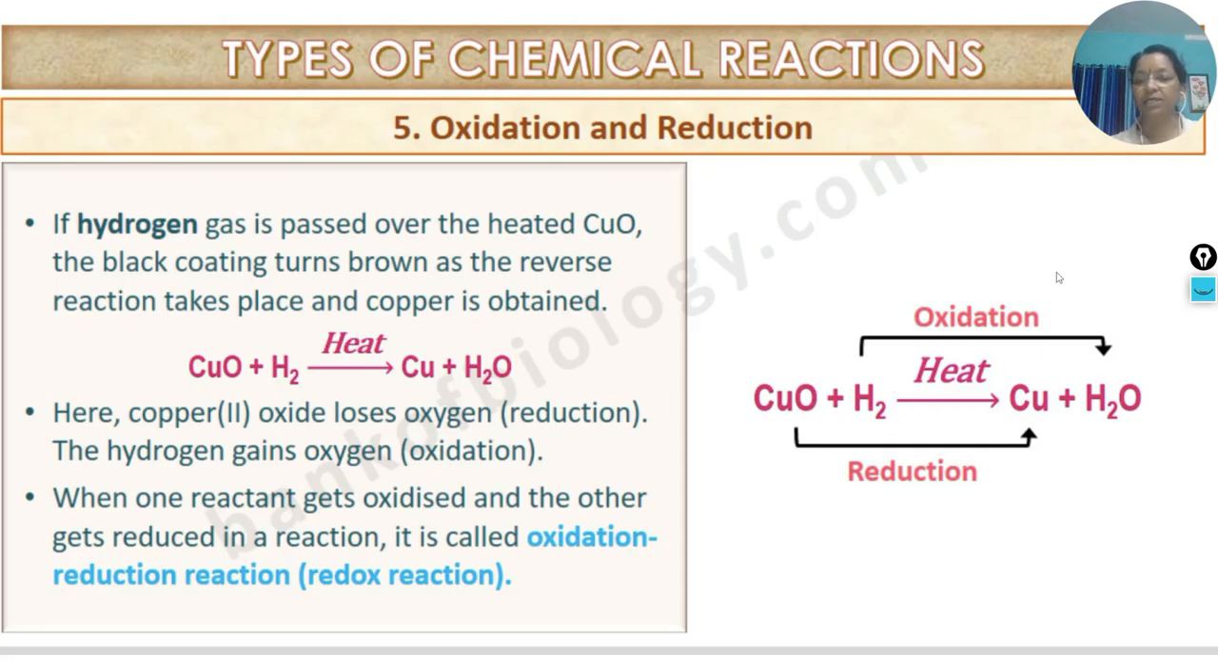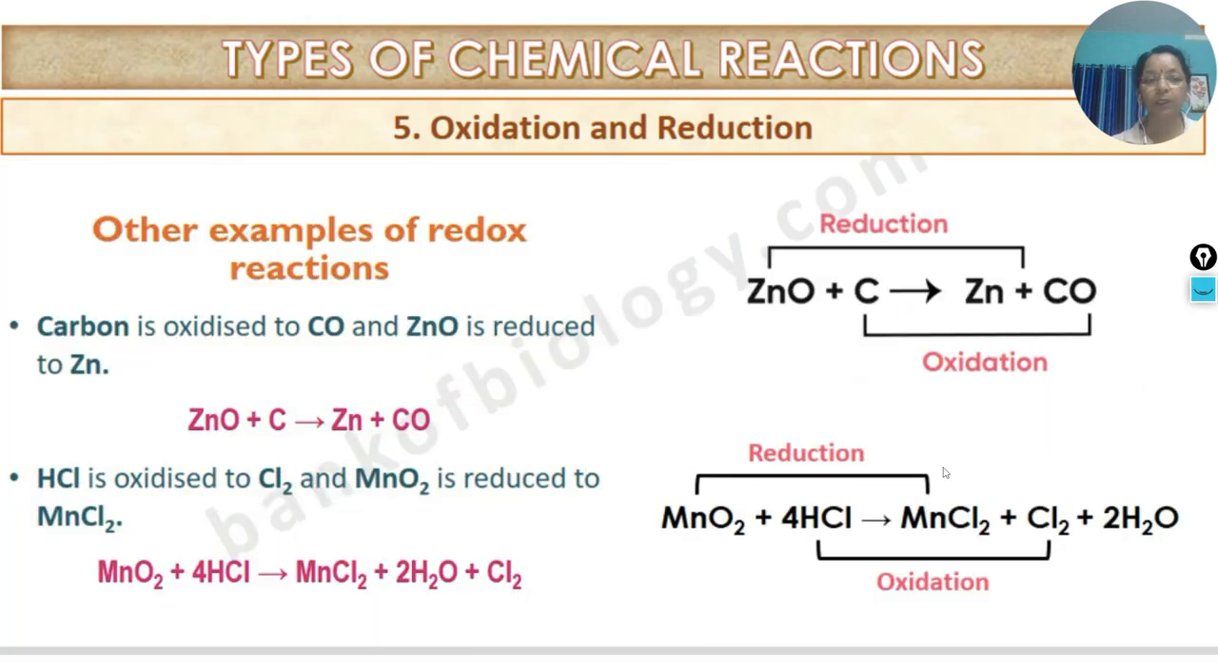This reaction is called a redox reaction. Why? Because in a redox reaction, both oxidation and reduction take place simultaneously. Such reactions are called redox reactions, or oxidation-reduction reactions. In short, a redox reaction. Almost all of these are examples of redox reactions. A few more examples are shown here.